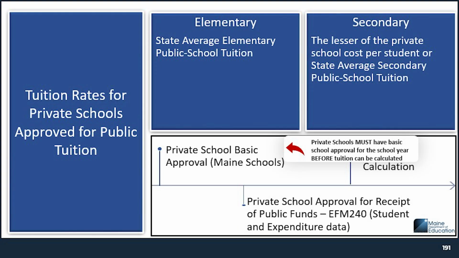Again, we have a timeline for that. Each private school has to do private school basic school approval in Maine schools. So much like you folks, they have to go in, do Maine schools, they have to answer questions, they have to follow all kinds of different procedures in order to be approved. Then they also have to do another piece where they give us expenditure data and student data so that we can calculate the tuition. A lot of times, we are not able to calculate their tuition rate even further into the school year because they've not completed that basic school approval piece. So if you're wondering why they haven't, you need to ask them if they've finished that piece.